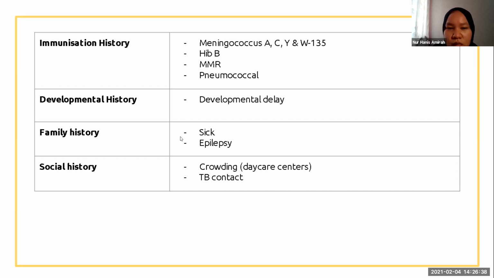And then for family history, if there's any sick family members, for example, chickenpox, the family member can transmit the virus to the child, and then history of epilepsy, because the patient presents with seizure. So ask further about the history of epilepsy in the family. And then for social history, ask if the patient is sent to daycare centers, or is there any TB contact.